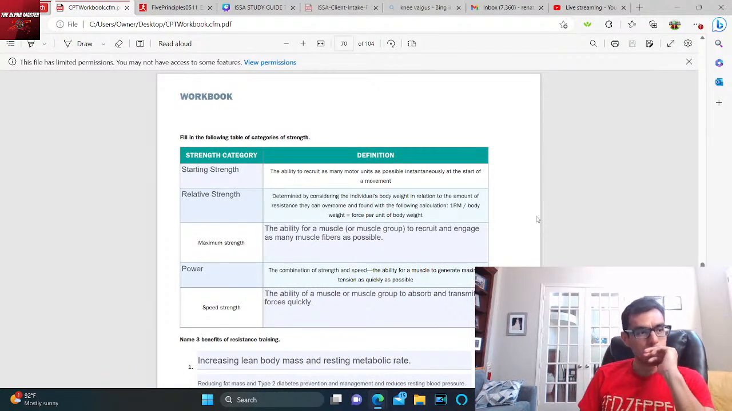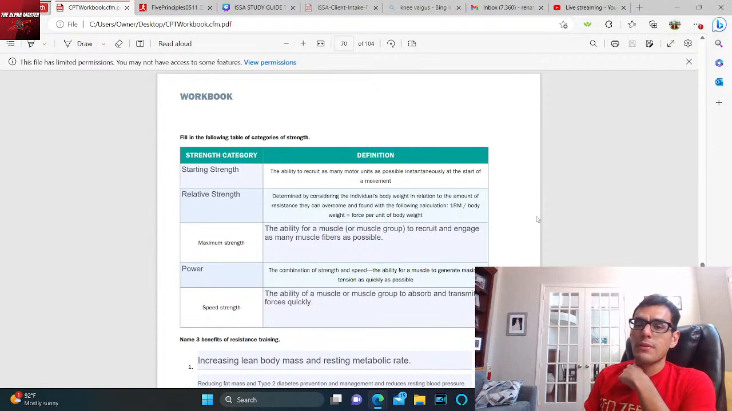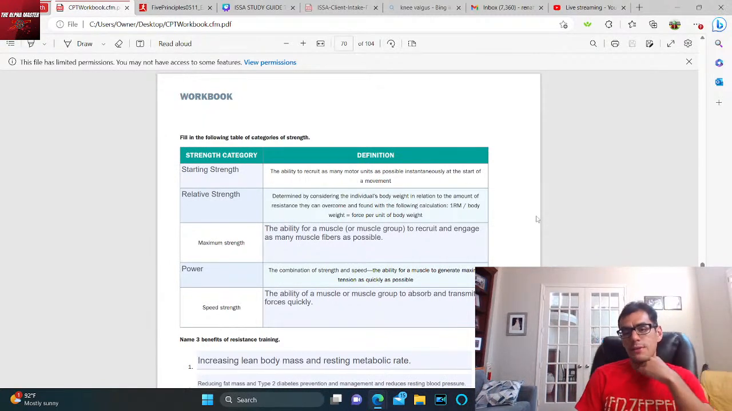The starting strength is the ability to recruit as many motor units as possible instantaneously at the start of a movement. Relative strength is determined by considering the individual's body weight in relation to the amount of resistance that they can overcome, and is found with the following calculation: one range of motion divided by the body weight is equal to the force per unit of body weight. That is relative strength.